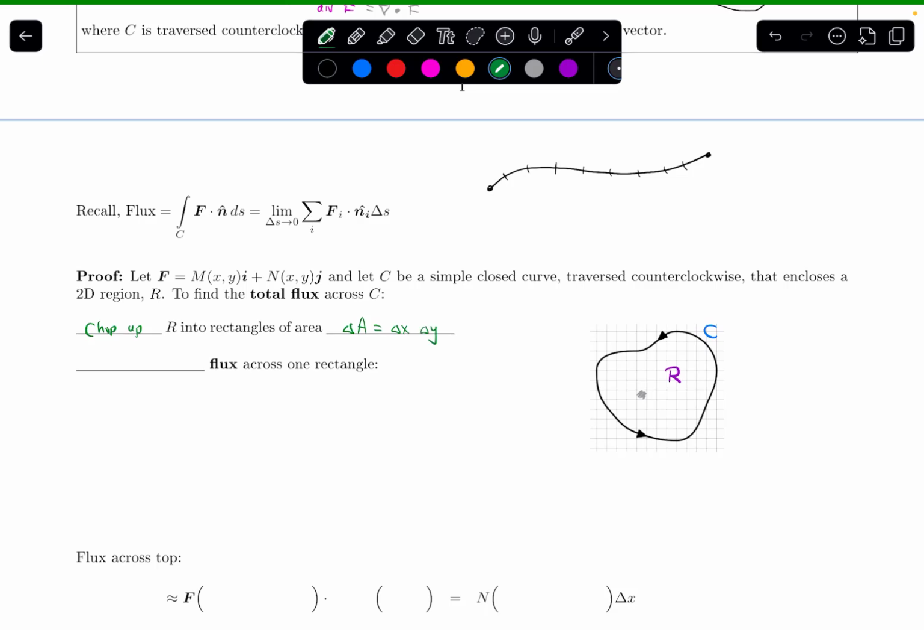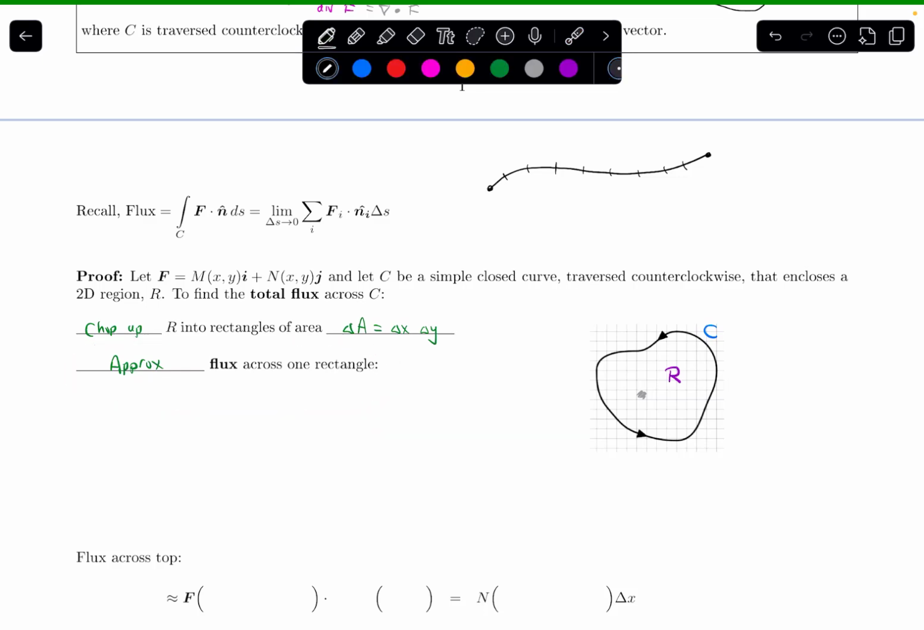All right. And next up, let's start off by approximating the flux across just one rectangle. Eventually, we'll see that when we put all the rectangles together, somehow a bunch of stuff will cancel out, and we'll only be left with the stuff on the boundary. Okay, so let's start off with just one rectangle, though.